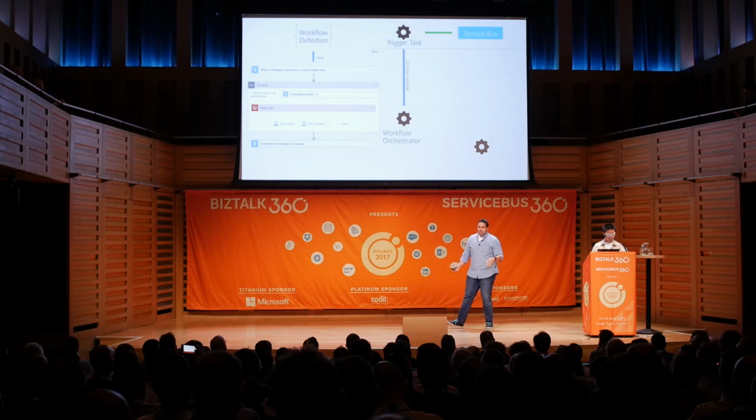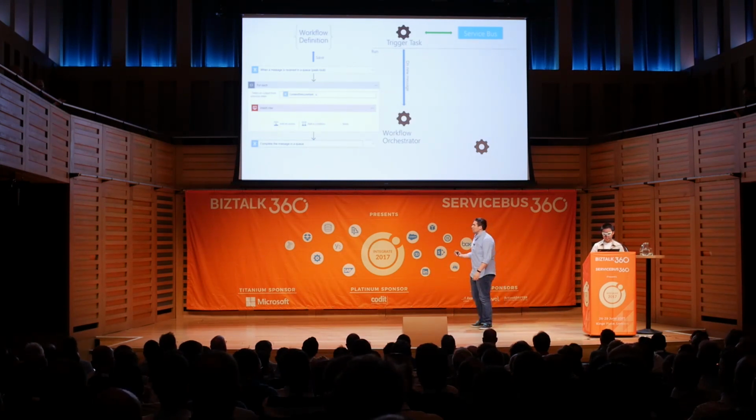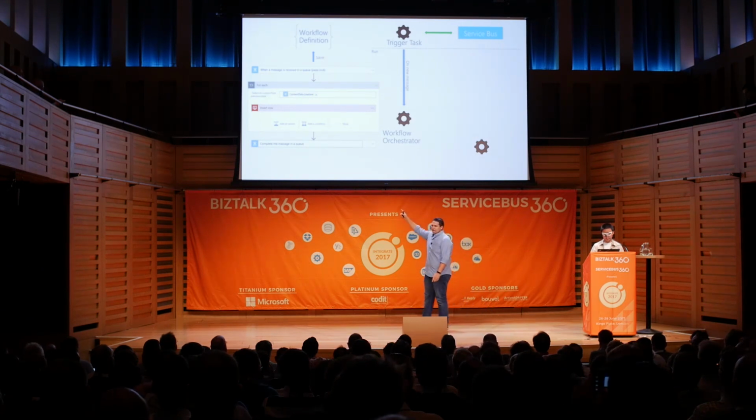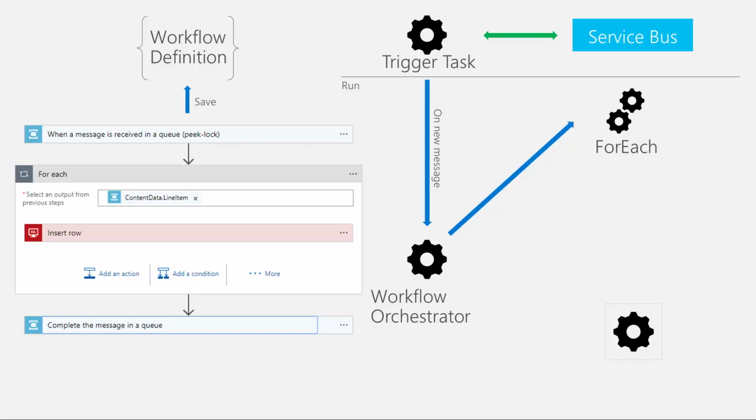And so the workflow orchestrator now looks at this breakdown of tasks, and it says, okay, the first action that I can run right now that doesn't have any other dependencies is this for each action. So it assigns a worker, and it says, okay, for each action, I need you to go do your work. Let me know when you're done. So the for each action starts, and that task starts, and the first thing this for each action says is, what do I need to do? And it sees that it only has one thing to do, which is insert a row.